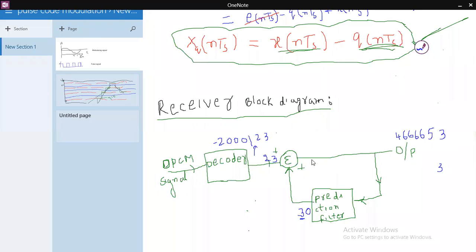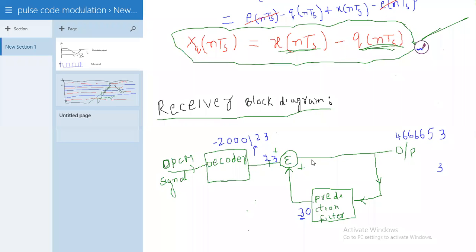Okay, shall I start here? Second number one, the decoder output is 2. The prediction filter stores the previously received sample, that is 3. Then at the output of this adder, 2 plus 3 is 5. Again that output is 5, and that sample value is given to the prediction filter. The prediction filter now stores 5 until Ts seconds.